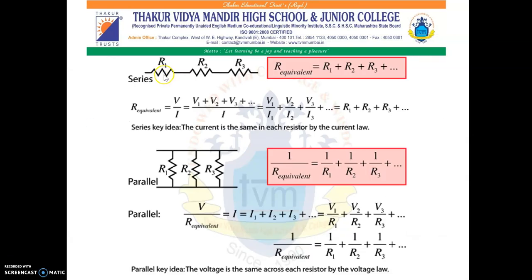So, when the resistors are connected in series, then the equivalent resistance will be equal to the sum of all the resistances. Whereas, if the resistors are connected in parallel, then the inverse of equivalent resistance will be equal to the sum of the inverses of each resistance. And in series, the current is always same through each resistor. Whereas in parallel, the voltage is same across each resistor.